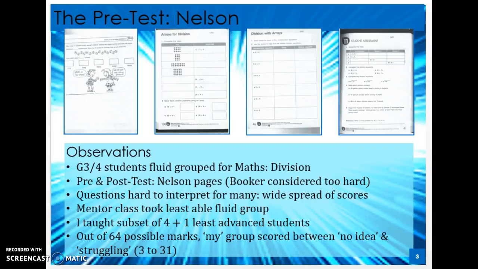Out of 64 possible marks, the group I was responsible for scored between no idea and struggling, as I call it. So they got either 3 or up to 31, which wasn't too impressive, so clearly some challenges ahead.